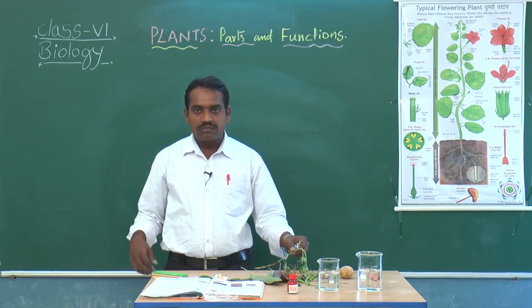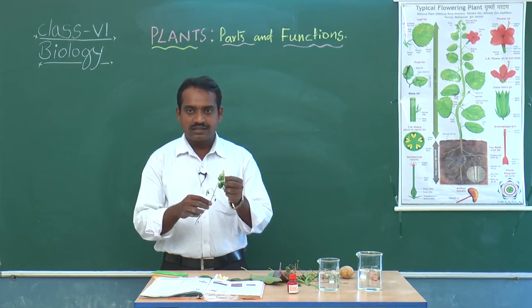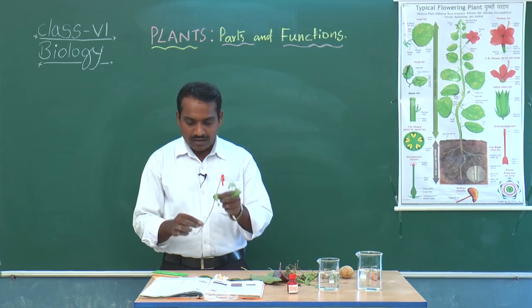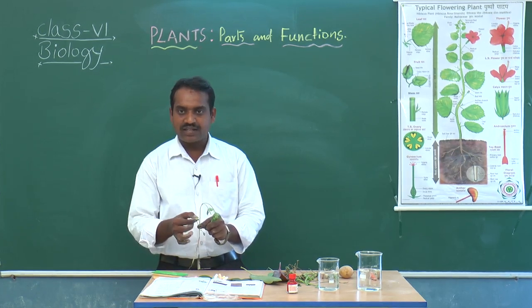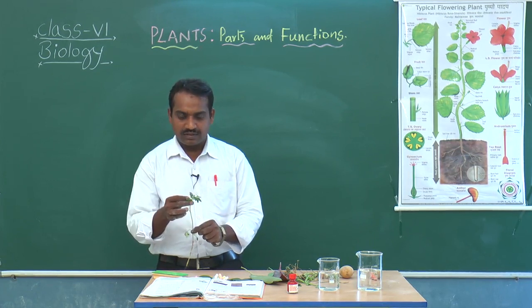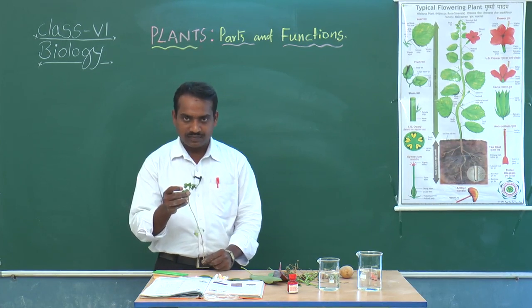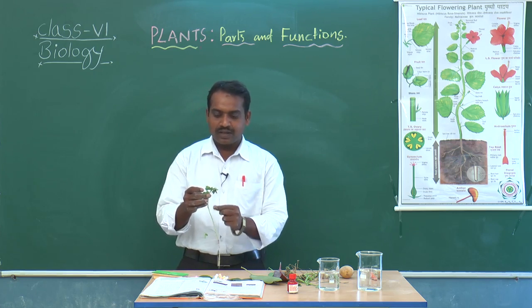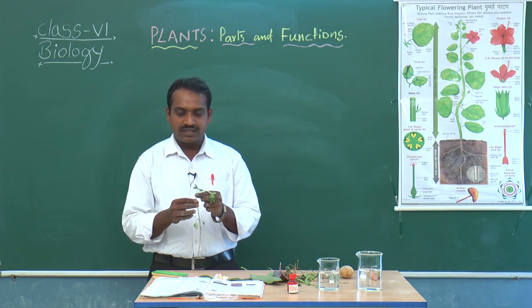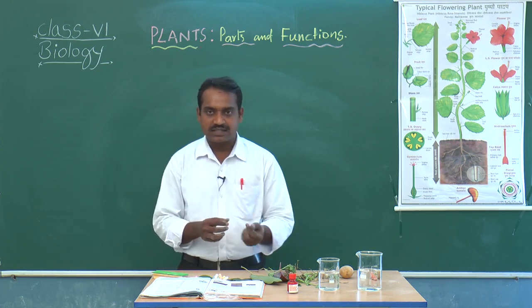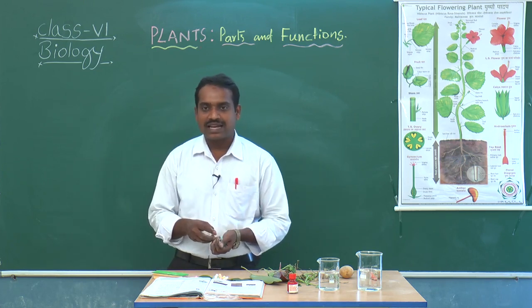So each plant consists of parts like roots, stem and leaves. Roots, stem and leaves. Let us observe the various parts of the plant by various activities.